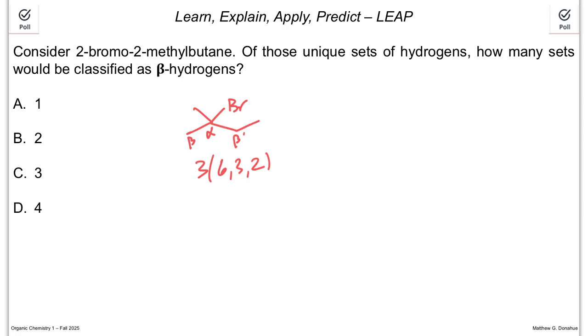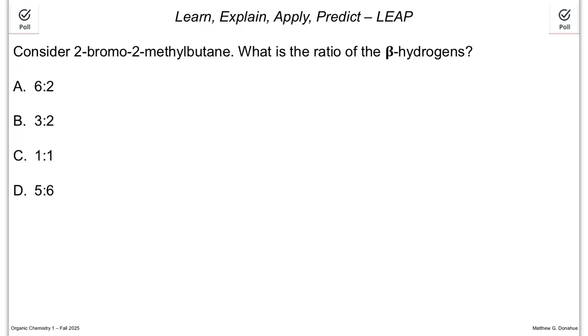So this would be beta, and then these 2 would be the beta prime. So these 6 are going to take this beta designation, and then the beta prime are those 2. So we get 6 to 2.